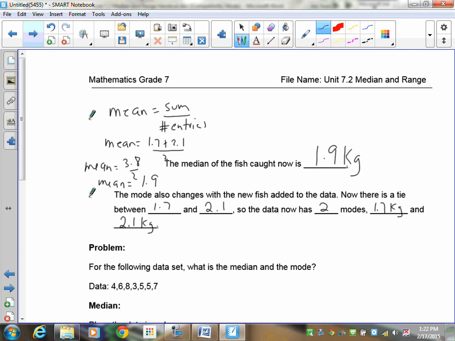So when do you do the mean? You do the mean when there's an even number of entries. You do not need to do the mean when there's an odd number of entries. That's when we're finding the median.